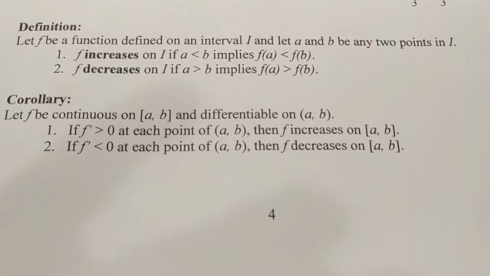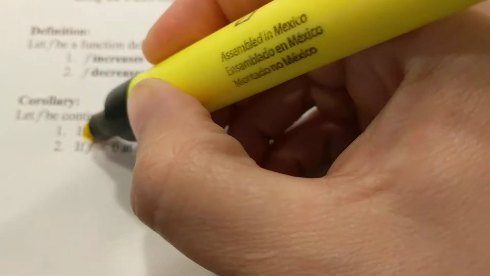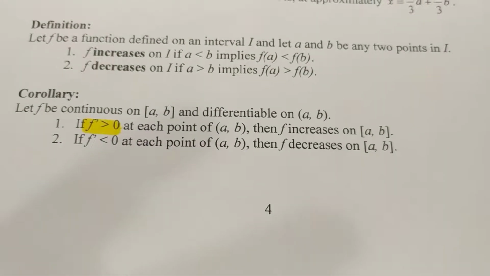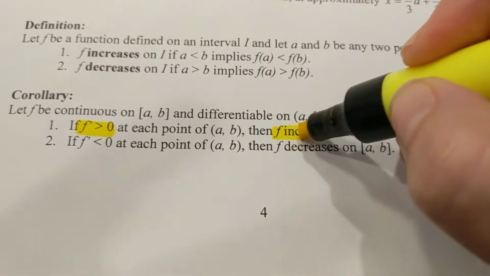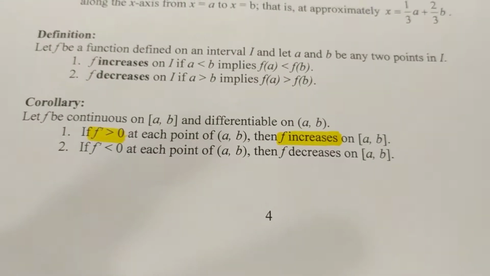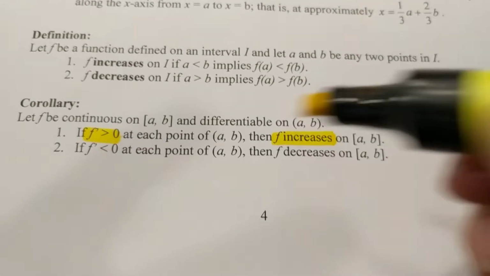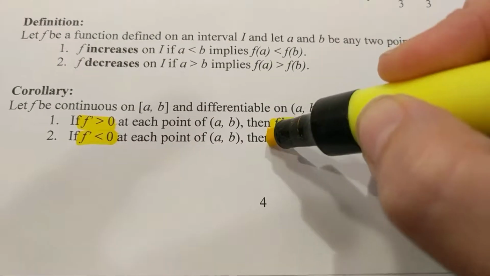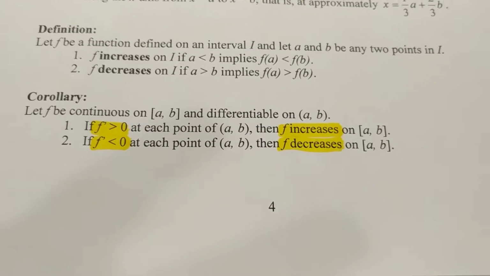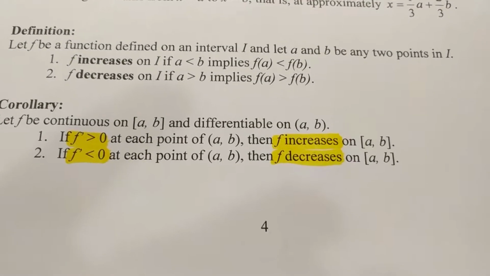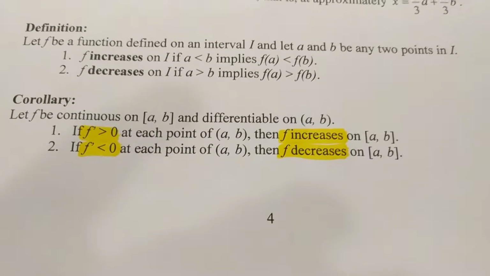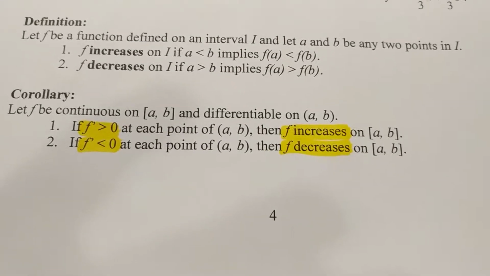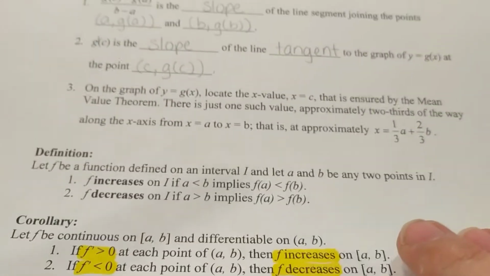So I want you to take that highlighter, and we're going to highlight, if the slope is greater than 0, then f increases. The opposite is also true. If the slope is negative, then that means the function is decreasing. So we've talked about that already in previous sections. Now it's in writing.